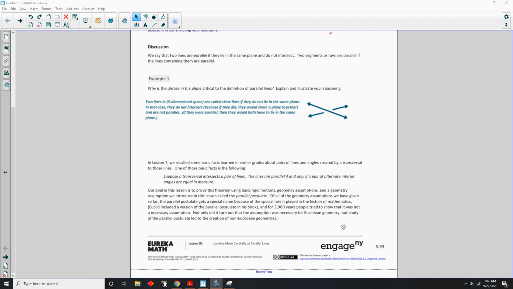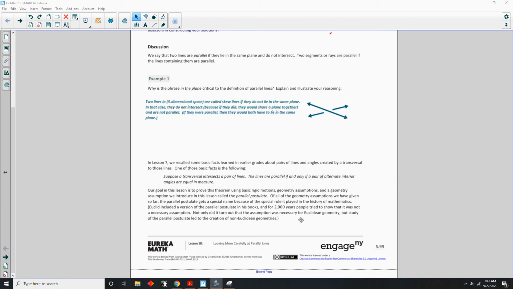In Lesson 7, we recalled some basic facts learned in earlier grades about pairs of lines and angles created by a transversal to those lines. One of those basic facts is the following. Suppose a transversal intersects a pair of lines. The lines are parallel if and only if a pair of alternate interior angles are equal in measure. So our goal in this lesson is to prove this theorem using basic rigid motions, geometry assumptions, and a geometry assumption we introduce in this lesson called the parallel postulate.